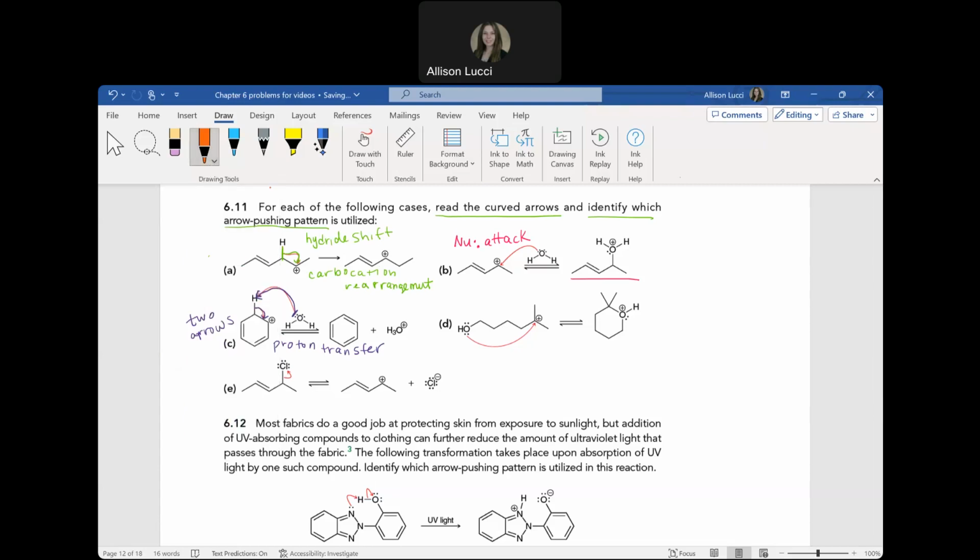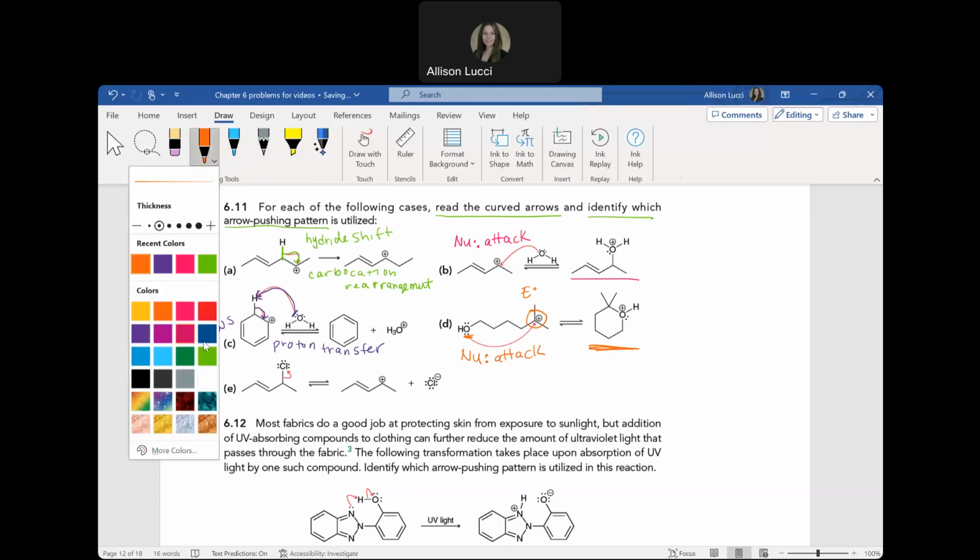The next example, example D here, we see this lone pair is acting as a nucleophile and attacking a carbocation, an electrophilic center, on the other end of the same molecule. So this is a nucleophilic attack, and it's actually within the same molecule, right? The nucleophilic center, this alcohol functional group, attacks the electrophilic center on the other side. And then we see our product is this ringed structure now, this cyclic structure.